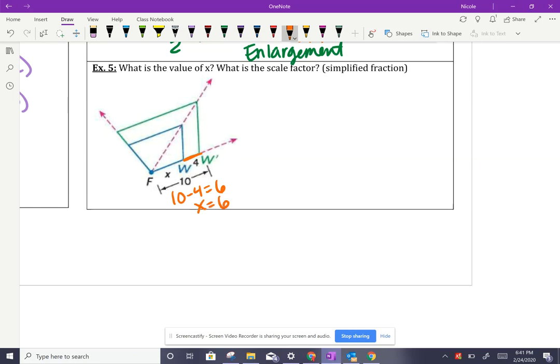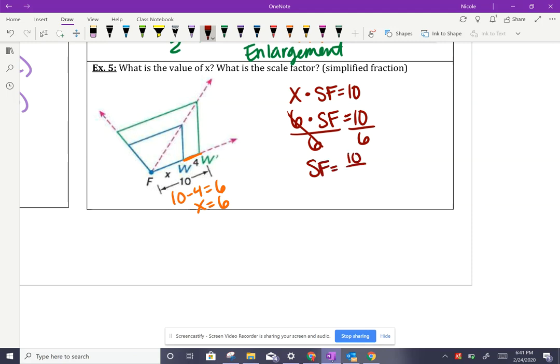And then to figure out the scale factor, I'm going to take x, which is that side length, and multiply it by a scale factor to get 10. We know x is now 6 times that scale factor. And you can say scale factor, you can say r, whatever you want to use to represent that number is fine. Equals 10. We're going to divide both sides by 6. So our scale factor is equal to 10 over 6, which reduces to 5 over 3. So our scale factor was 5 over 3.